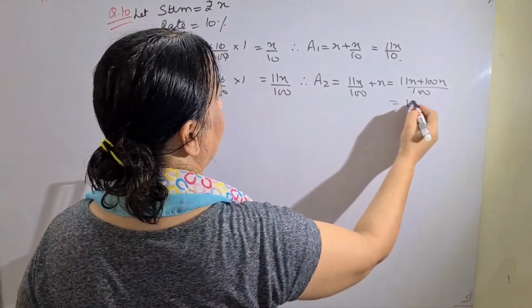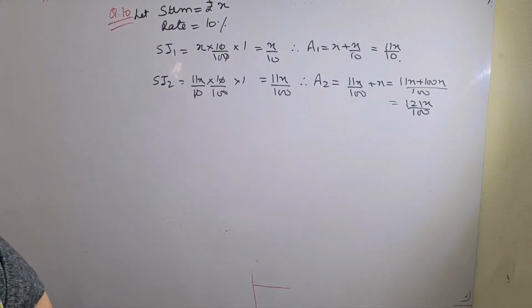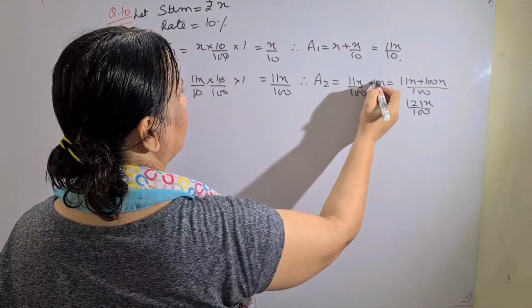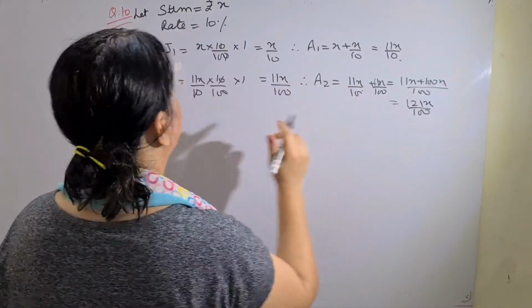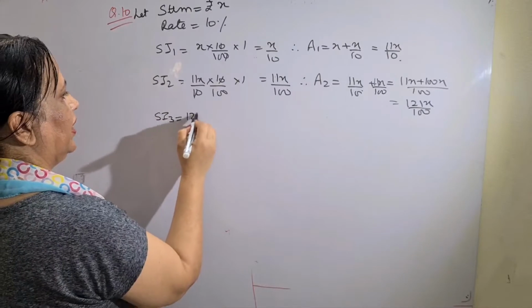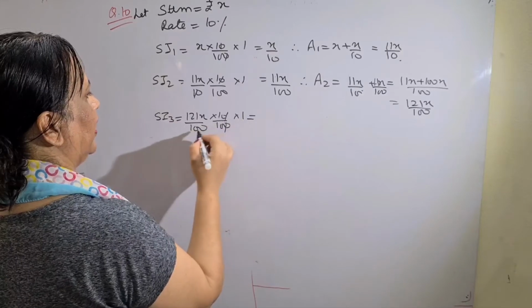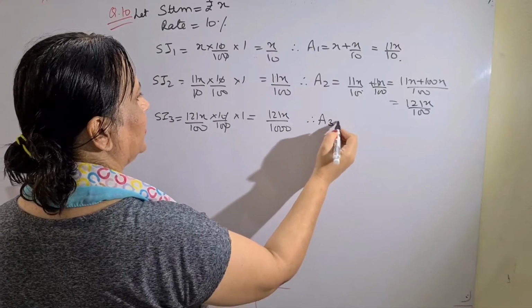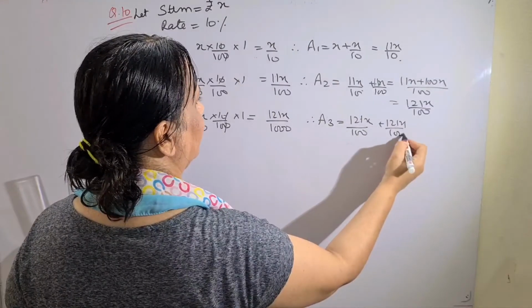Then it will be 121X upon 100. Amount 2 is 121X upon 100. Then you come to the third part, that is SI3, 121X upon 100 into 10 upon 100 into 1, and again you get your required answer. This is 121X upon 1000, and what will be the amount? Amount is 121X upon 100 plus 121X upon 1000.